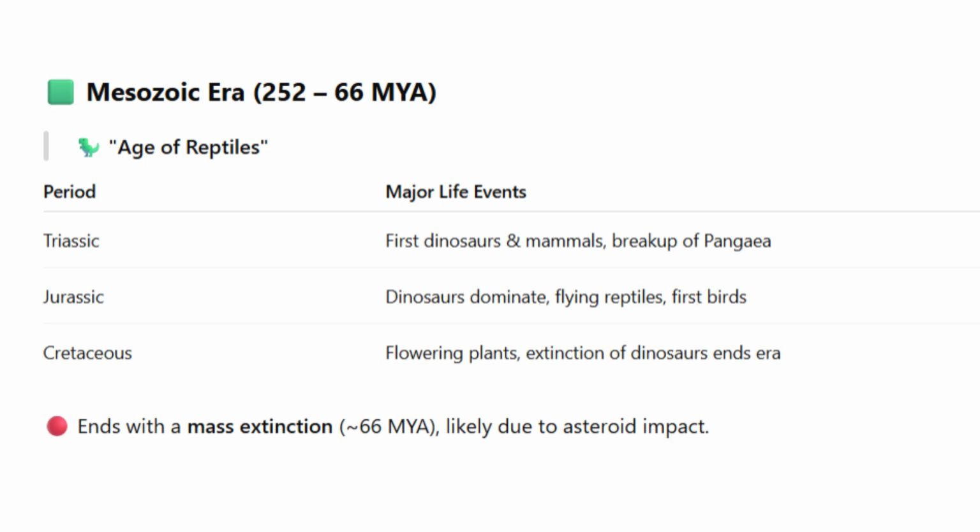Mesozoic era, 252 to 66, the Age of Reptiles. Period, major life events. Triassic: first dinosaurs and mammals, breakup of Pangaea. Jurassic: dinosaurs dominate, flying reptiles, first birds. Cretaceous: flowering plants, extinction of dinosaurs, ends the era. Ends with a mass extinction, 66 MA, likely due to an asteroid impact.